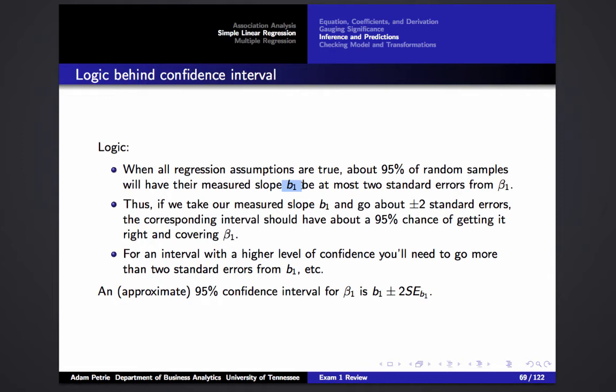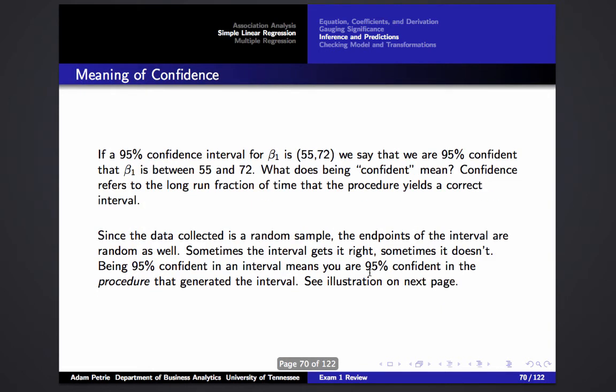that you measure using the least squares estimates turn out to be at most 2 standard errors away from the truth, beta 1. So it stands to reason that if we take just the slope from the one sample that we have and go plus or minus 2 standard errors, that range of values, that interval, should have about a 95% chance of covering the truth, actually getting it right and having beta 1 be inside it. So for more confidence, we have to include more values, so we have to go a little bit more than plus or minus 2 standard errors. But that's the general rule for 95% confidence, and that's what we usually stick with. And so, in general, an approximate 95% confidence interval for the truth is taking our point estimate and just moving plus or minus 2 standard errors.